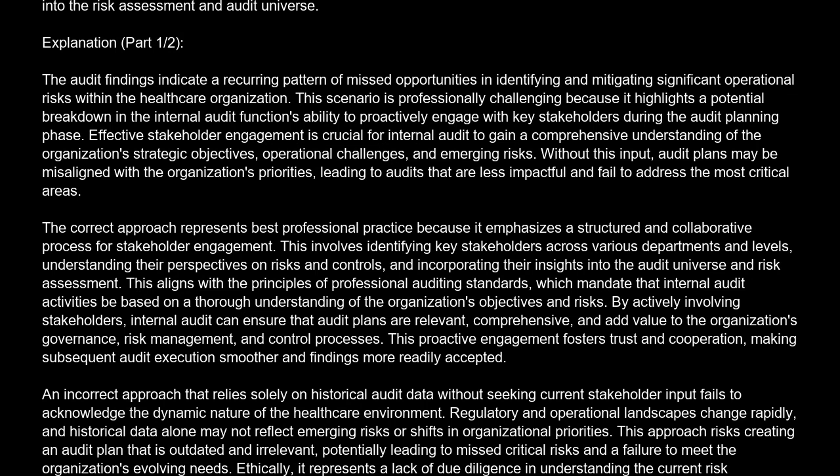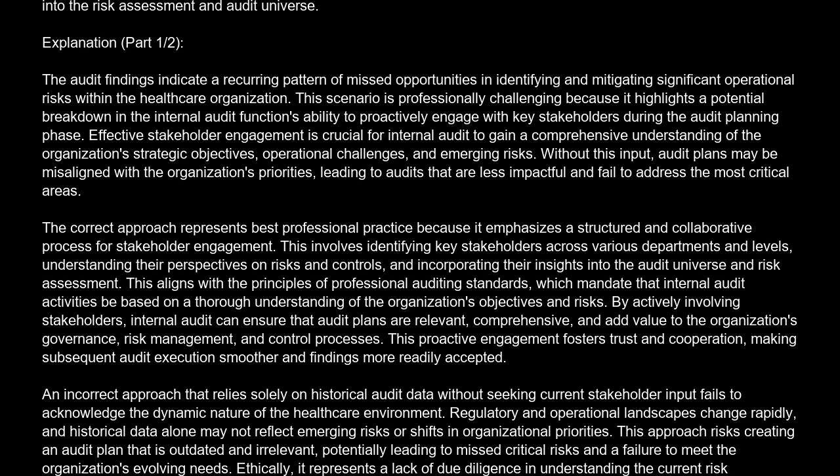The correct answer is C. Conduct a series of structured interviews and workshops with key personnel across all relevant departments and levels to gather their perspectives on current risks, control effectiveness, and strategic priorities, and integrate this feedback into the risk assessment and audit universe.